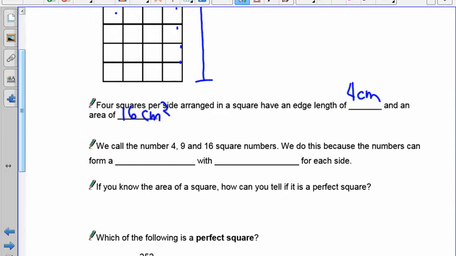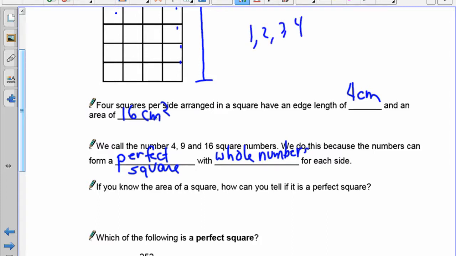Now, you'll notice that these ones I've done, 1, 4, 9, and 16, all have whole numbers. This is because it forms a special kind of square, and that's called a perfect square. So this is referred to as a perfect square, and it's called a perfect square because it has whole numbers for each side. Now remember, whole numbers are 1, 2, 3, 4, 5, 6, 7, no decimals.